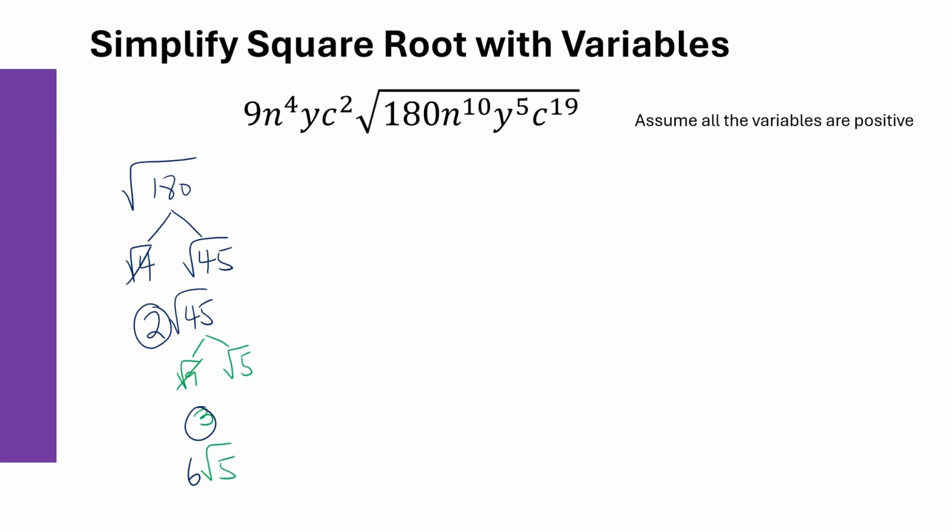And since both 6 and 9 is outside the square root, I can multiply them. So that will give me 54. And then leave some room for the variables. And then we have square root of 5.